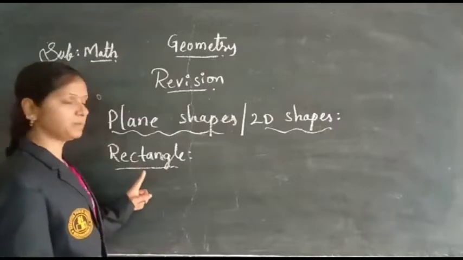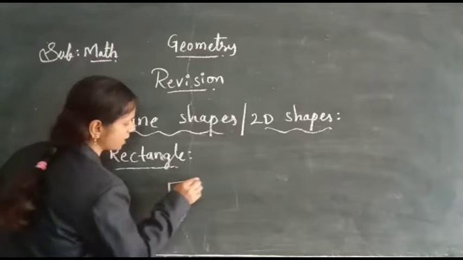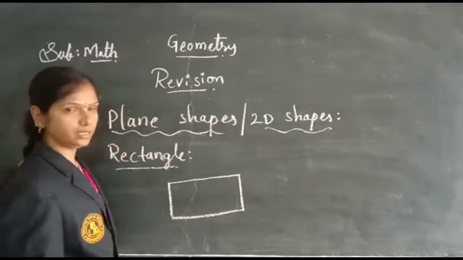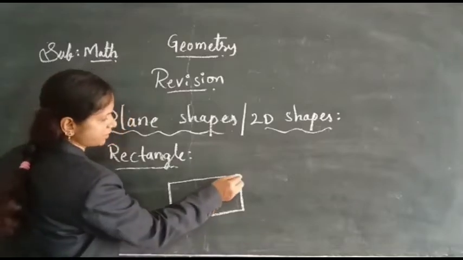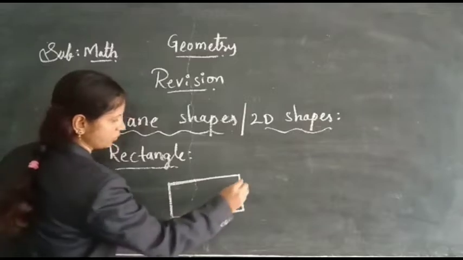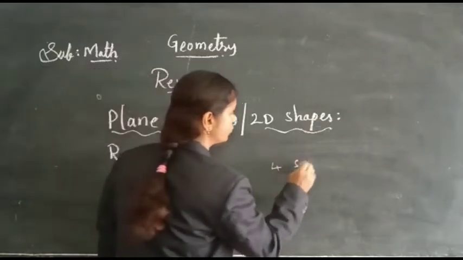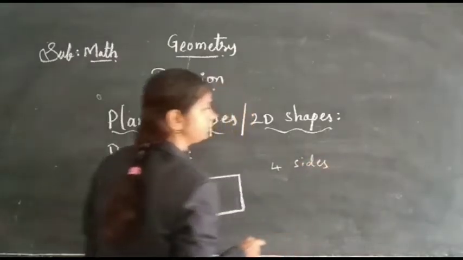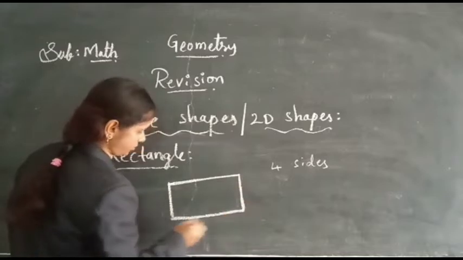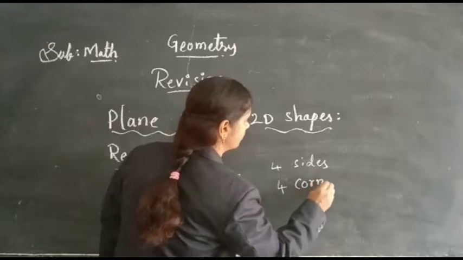Yeah children, the next shape is the rectangle. Now you can see here the shape of a rectangle. What can you observe in this shape? See, a rectangle has 4 sides: 1, 2, 3 and 4. A rectangle has 4 sides and 4 corners: 1, 2, 3 and 4.